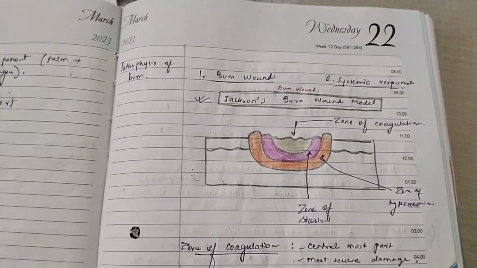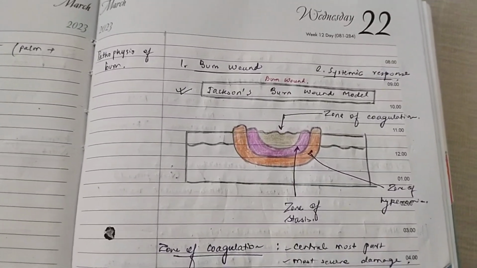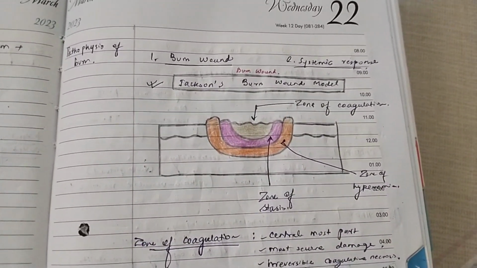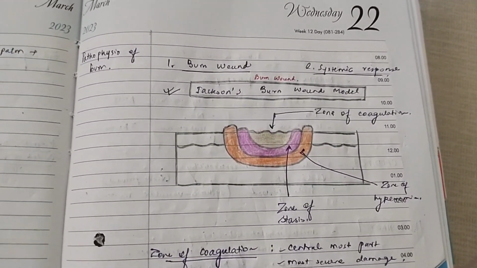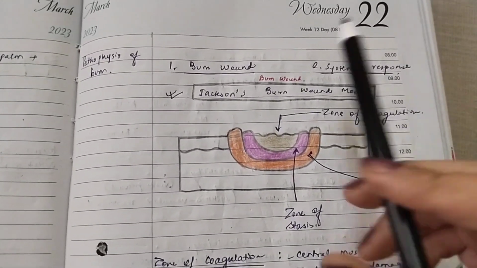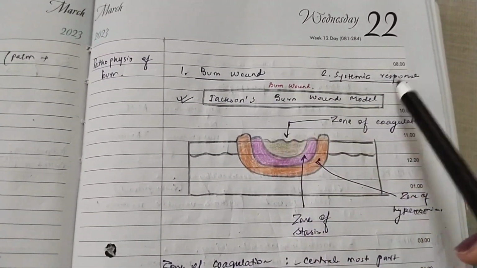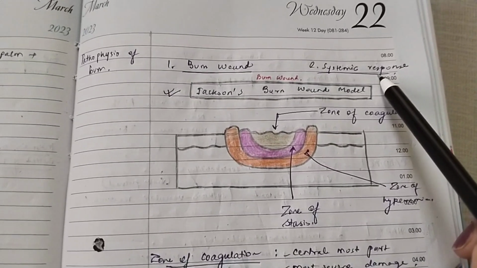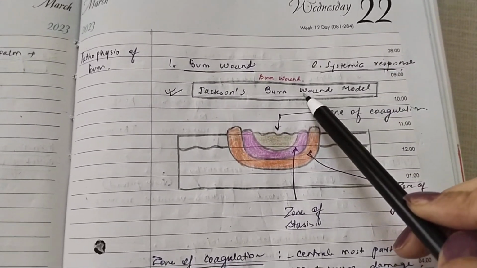Are you ready to study the pathophysiology of burn? So let's begin. So basically, I have divided the pathophysiology of burn into first the burn wound and secondly there is a systemic response. Now let us begin with the burn wound.